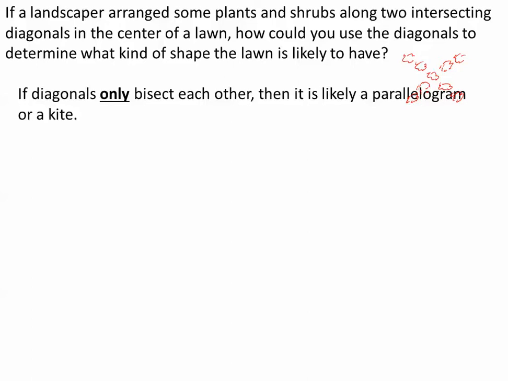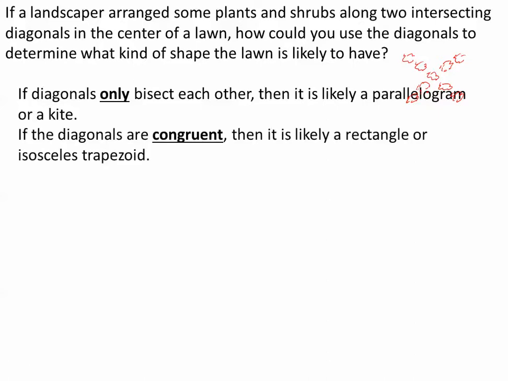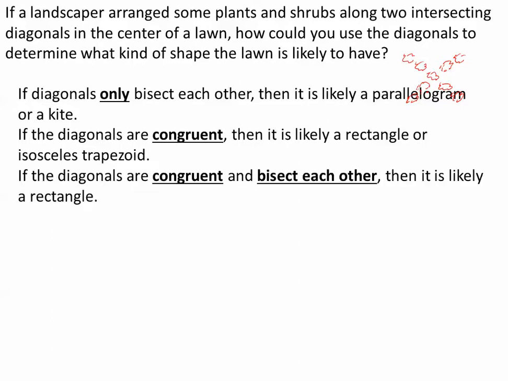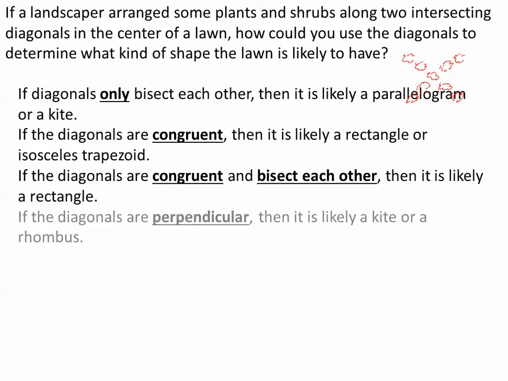If the diagonals only bisect each other, then it's going to be a parallelogram or a kite. If the diagonals are congruent, then it's going to be a rectangle or an isosceles trapezoid, and we haven't talked about that in a while. And if the diagonals are congruent and they bisect each other, then it's going to be a rectangle.